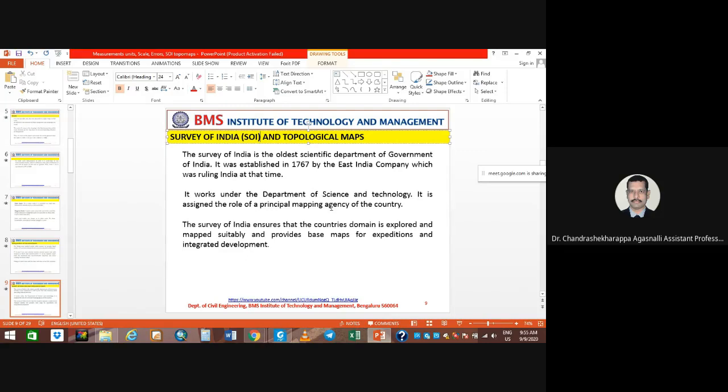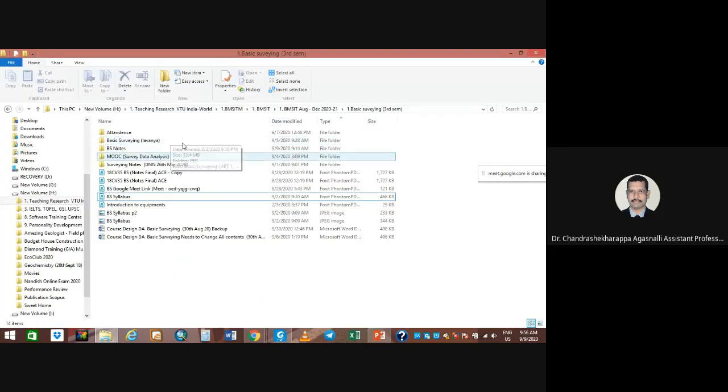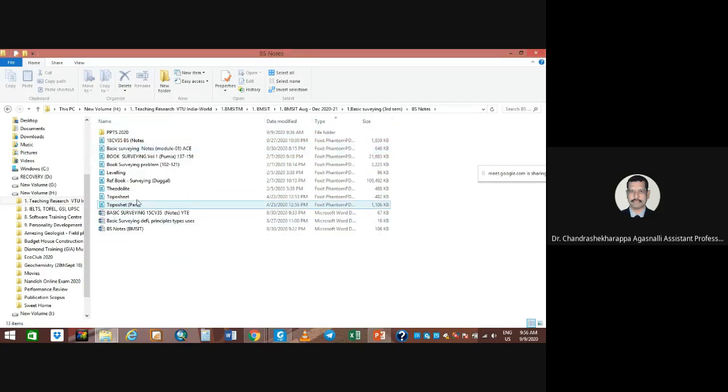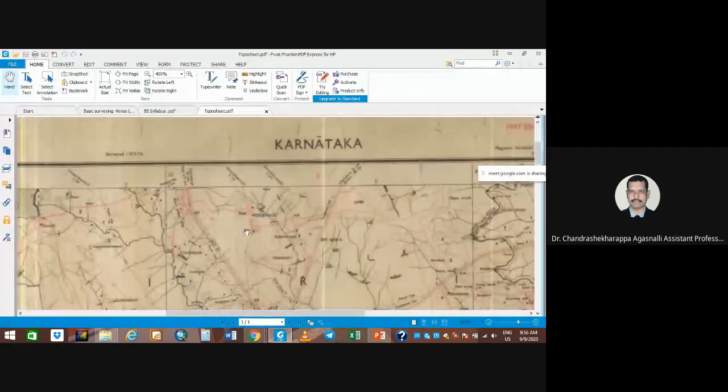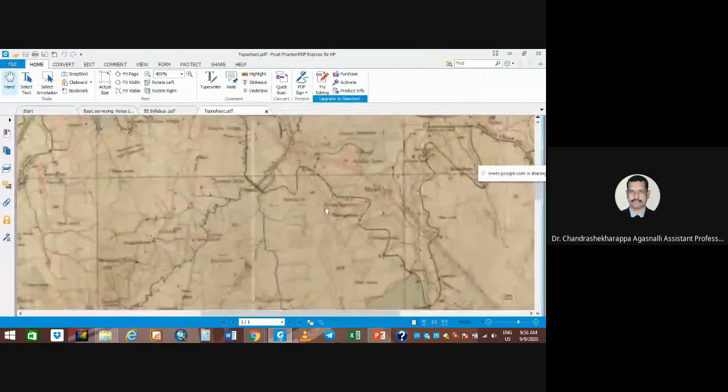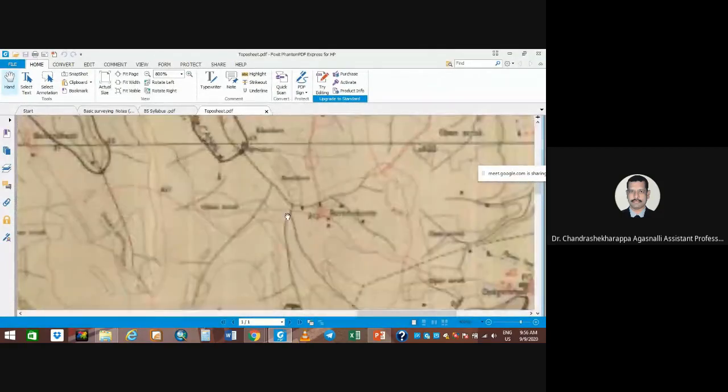I would suggest that I open the Survey of India map so that you can easily see it. Can you see the topo sheet? It's visible.